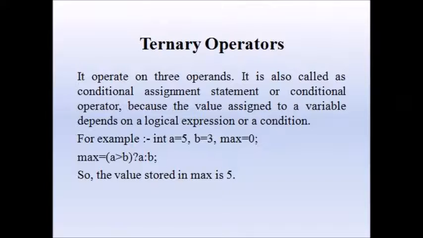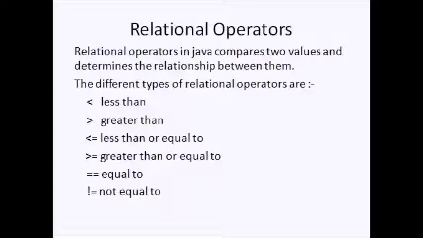Java provides ternary operators which is used with three operands. It is also called as conditional assignment statement or conditional operator because the value assigned to a variable depends on a logical expression or a condition. The relational operators in Java compare two values and determine the relationship between them. There are 6 types of relational operators in Java, and these are less than, greater than, less than or equal to, greater than or equal to, not equal to.